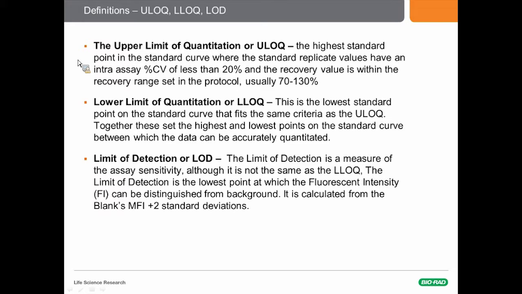Values below the lower limit of quantitation but above the limit of detection can be calculated but may not be accurate. Whether or not the quantitation between the limit of detection and lower limit of quantitation should be used is a judgment call, although we do not recommend using it since the accuracy is lower than the data between the upper and lower limits of quantitation.